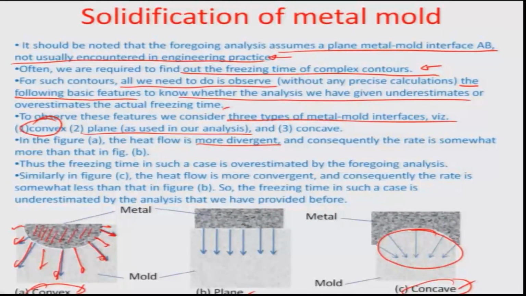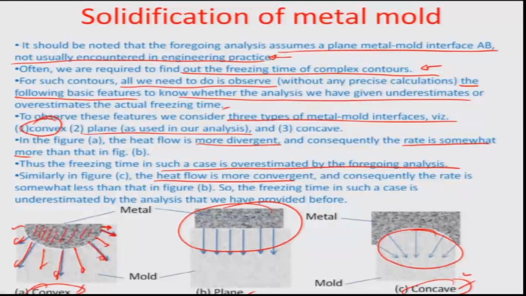particularly if it is more divergent, the rate obviously would be somewhat more than had it been a straight case, because you are letting out the heat flow onto a larger volume. So you can say that the time from the analysis that we had in a planar case would be a little overestimated. The freezing time in such a case would be overestimated, because freezing would happen earlier in case the heat flow is divergent. But if the heat flow is more convergent as in the concavity case, obviously we are underestimating, so it is consequently somewhat less than that in figure P.